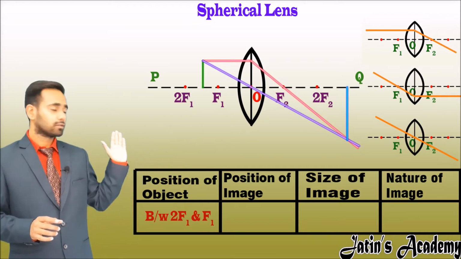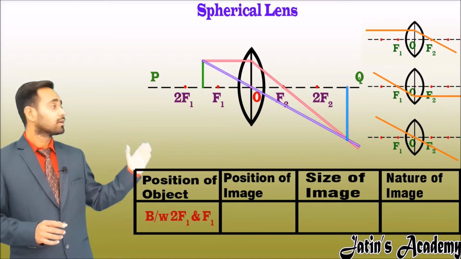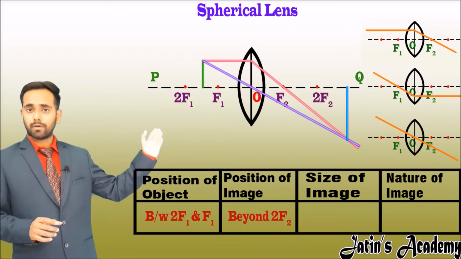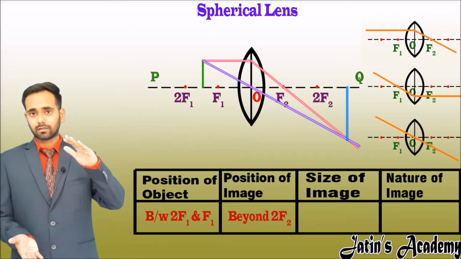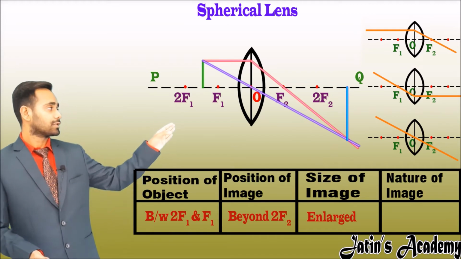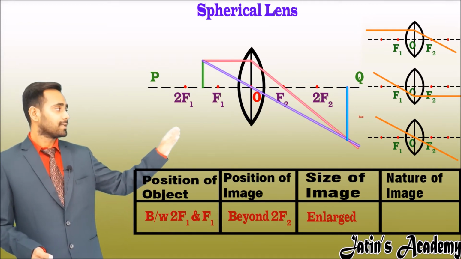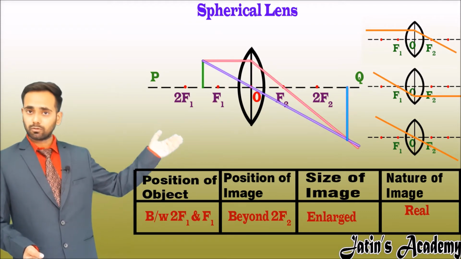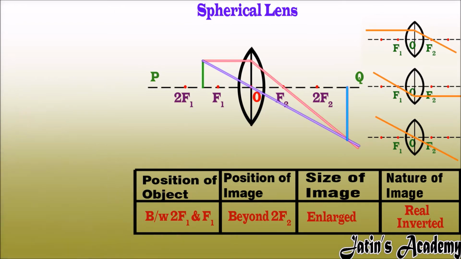So here the object position is between F1 and 2F1. The image position is beyond 2F2. The size of image is larger than the size of the object, so enlarged view. And the nature of image is, the image is formed on the right side means real image, and it is below the principal axis, so nature is real and inverted.